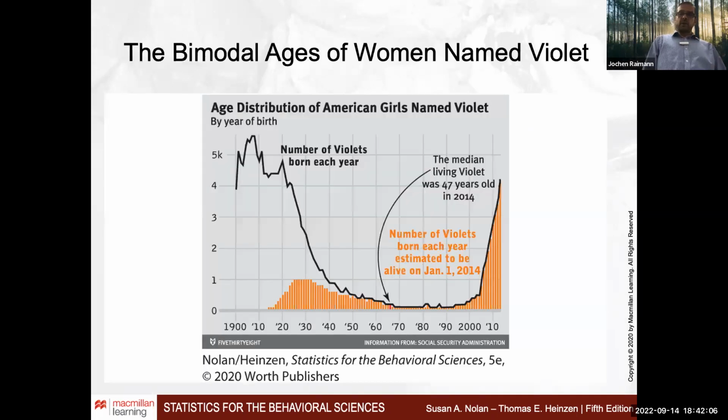Sure. An example for that is what Nolan and Hansen are showing, which was the occurrence of the name Violet. So the age distribution of American girls named Violet. It used to be quite a popular name back in the early 1900s, decreased in popularity, gained a renaissance in the early 2000s, and that's what gives this essentially a bimodal shape. So basically you have 2 modes. That's an example that Nolan and Hansen give you for a bimodal distribution.